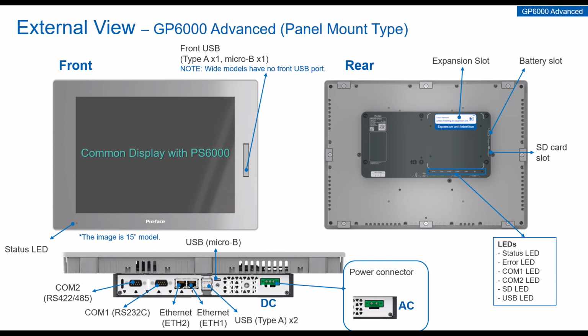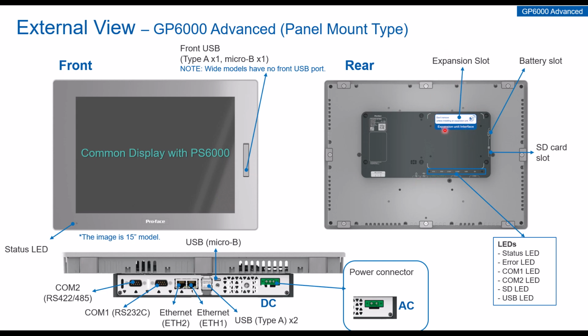Here's a better slide to look at. This is the external view of what the advanced unit looks like. Obviously, this is the panel mount type, where we've got a box attached to a display. Note, these are the common displays, the same displays that we use on our IPC offering in the PS6000 series. You'll notice on the 4x3 models, we've got a front USB port behind this hatch.